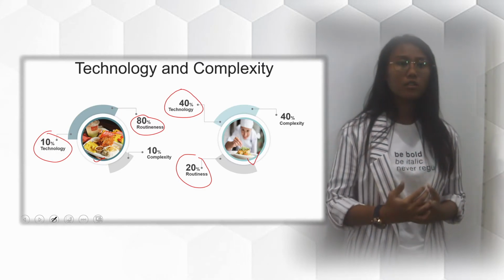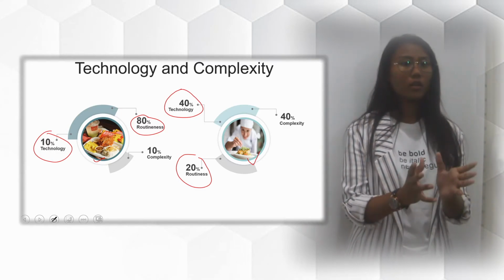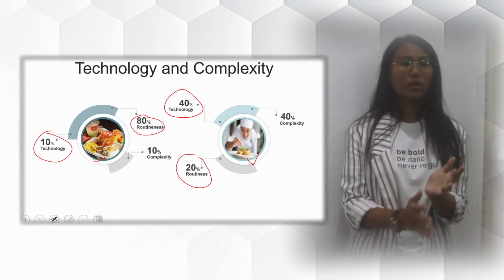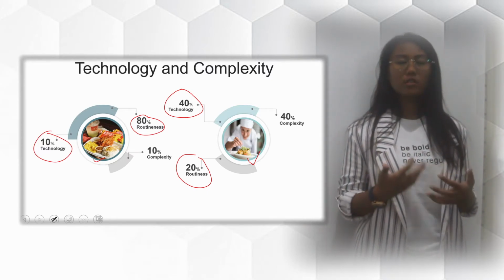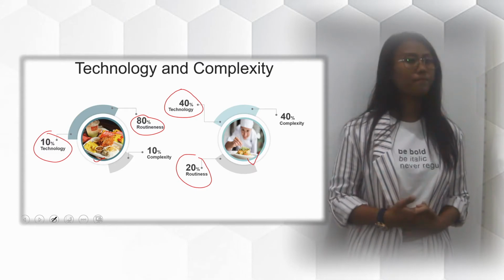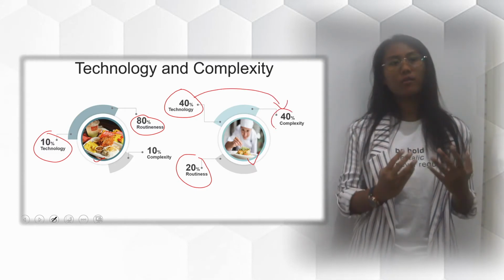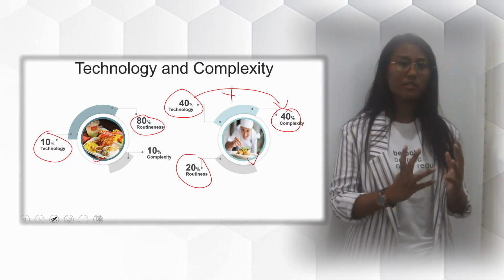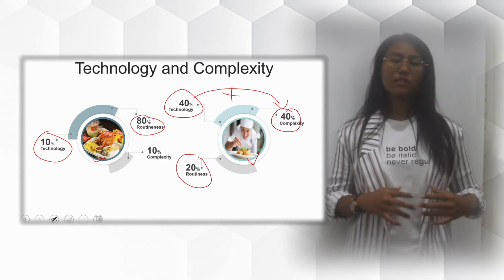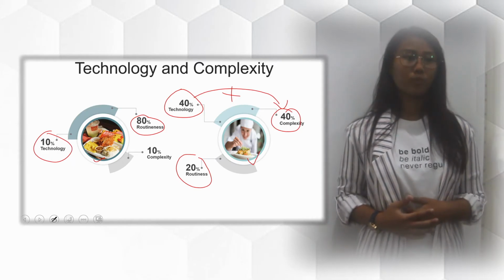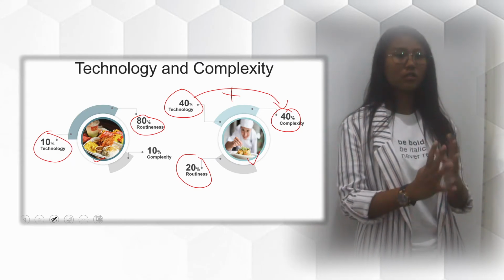And the idea, how they do the plating, how they do the chopping, it is using high technology. And the complexity is also high because the technology that they use is high. Let's say it is 40%. So it's different from fast food.